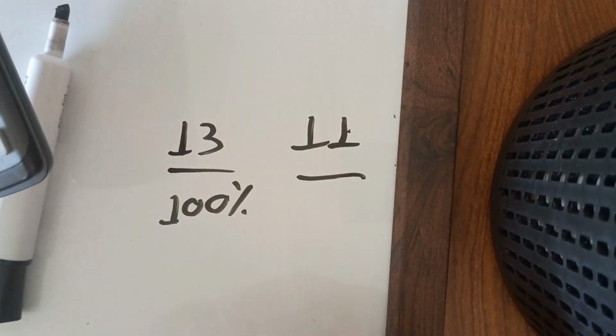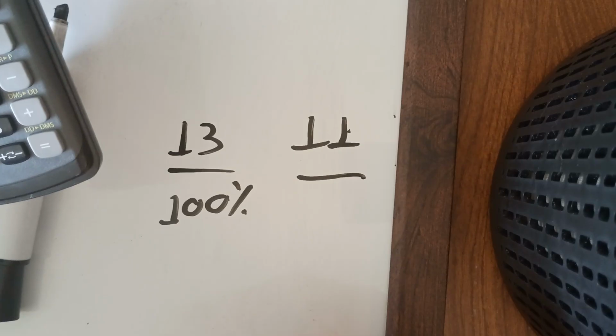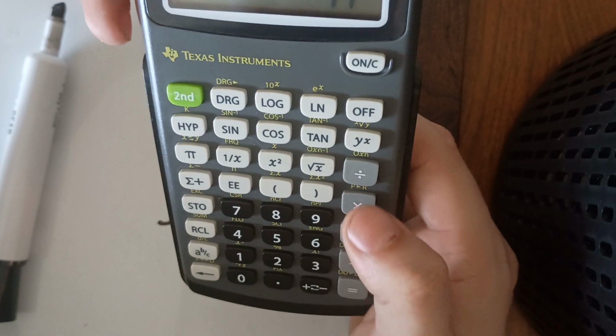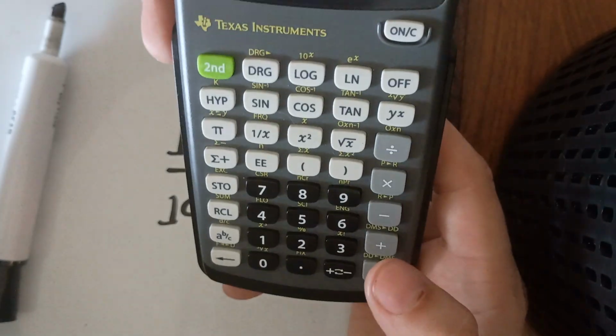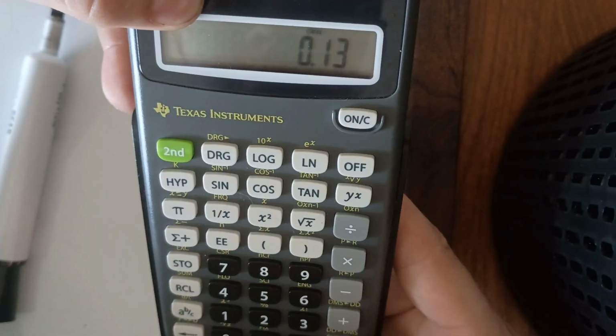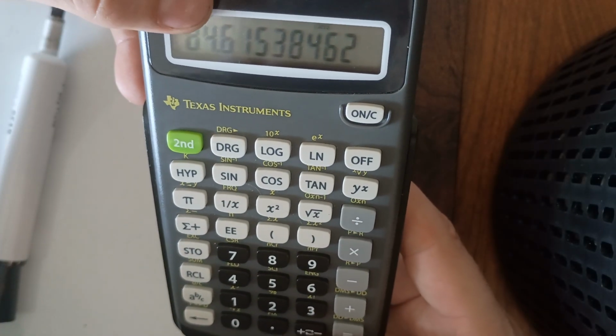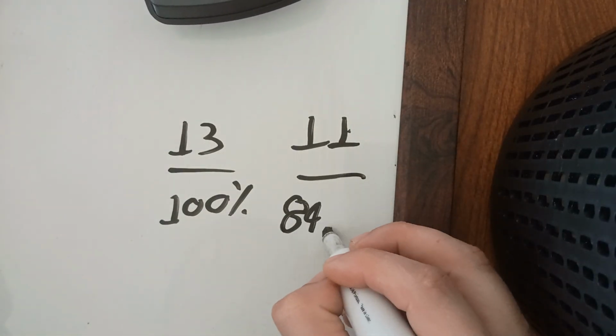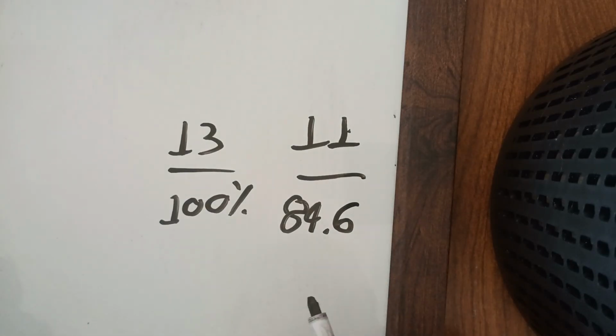To do that, you would have to take your whole number, which is 11, divide it by your percentage, which, let's just use the easy one and do 0.13, which equals out to 84.6. 84.6 rounded down. That's how much money you got entirely. Yep, that all checks out.